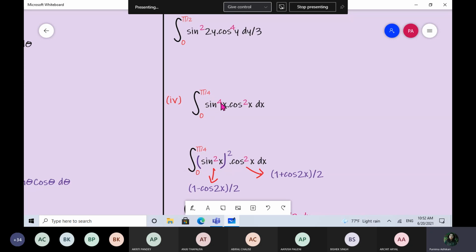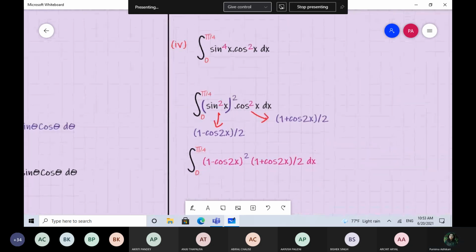So what we have done: sin to the power 4x can be written as (sin²x) whole square, and cos²x is already there. Now apply the double angle formula: cos²x is (1 plus cos 2x) by 2 and sin²x is (1 minus cos 2x) by 2. So 2x has come into the integral. Replace these two like this. Now that 2x has come, substitute y in place of 2x. Okay, your substitution. So you will get this.